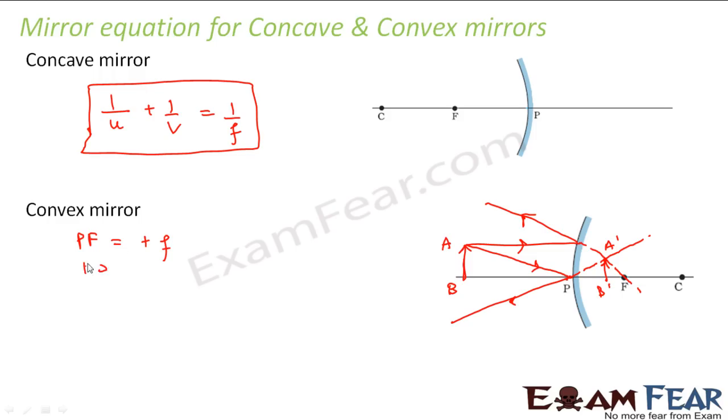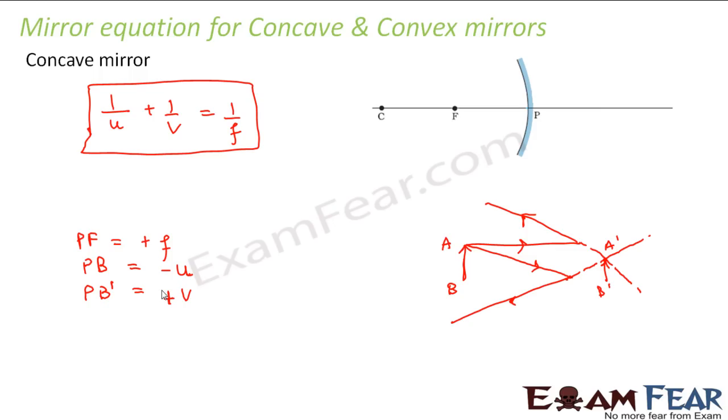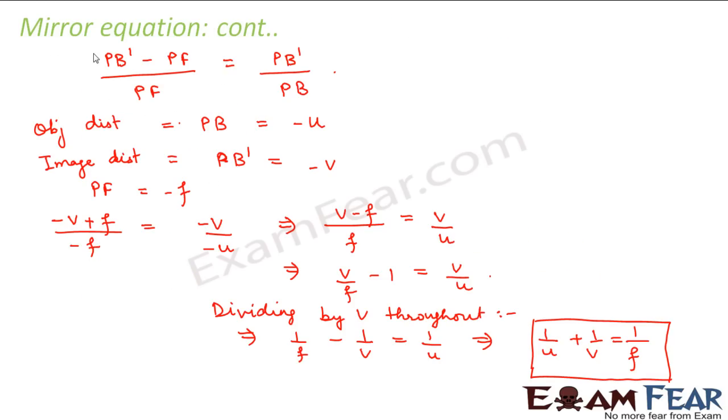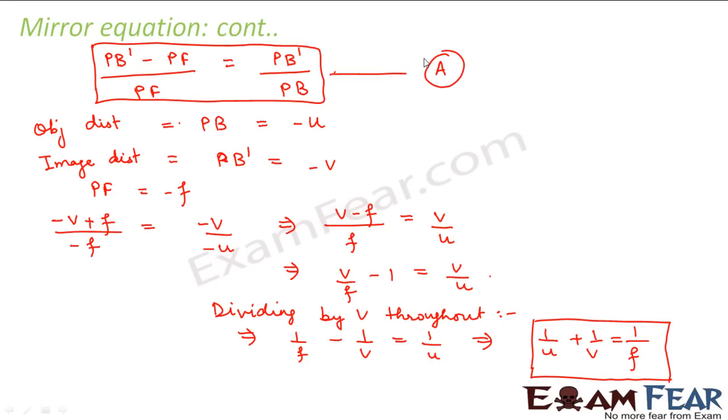In this case, what is my object distance? That is PB. So in this case, PB is equal to U in negative because it is on the left side of the pole. What about the image distance? It is PB dash, which is V positive, right? In concave mirror, U, V, F, everything was negative. But in case of convex mirror, here you see that image and focal length, they are on the right hand side of pole, so they are positive. So if you put all these values in this equation which I had mentioned, let me call this equation as equation A, then what happens?